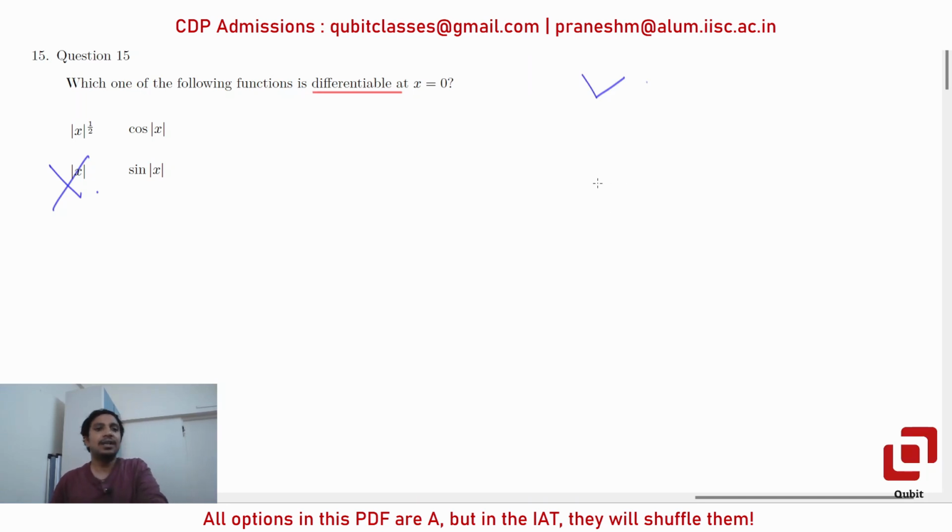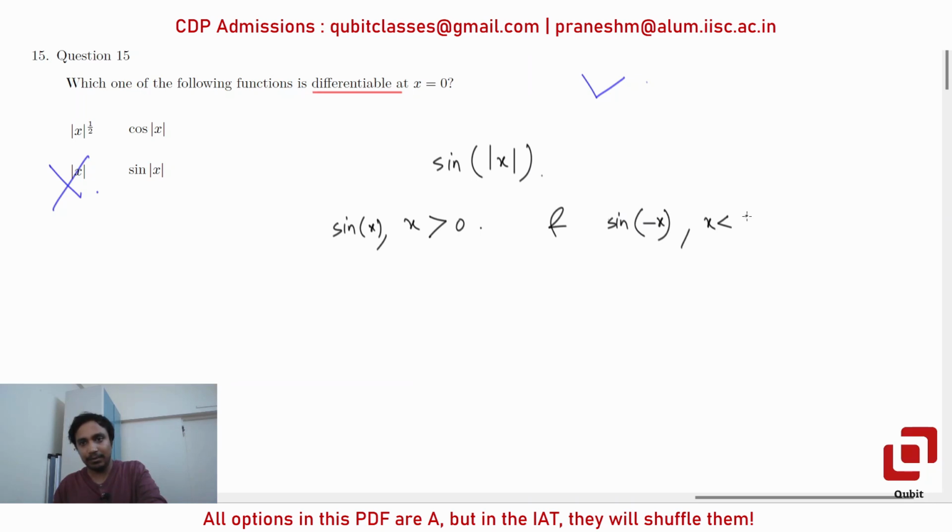To look for the differentiability of the other three functions, let us first start with sine of mod x, and let's note the definitions of these. It is equal to sine of x when x is positive, and it is equal to sine of negative x when x is negative, because mod of x is negative. Now if we take the derivatives here, it would be cos x here, and sine of minus x's derivative will be cos of minus x into minus 1.